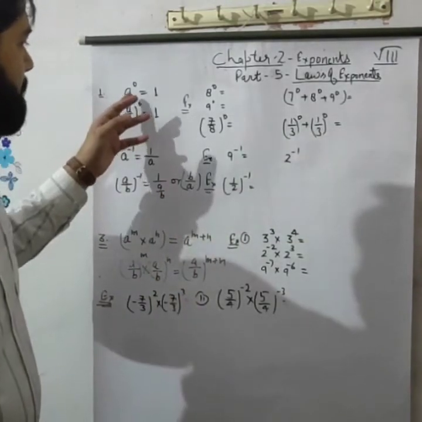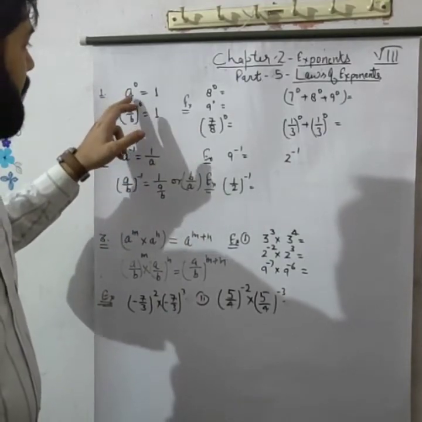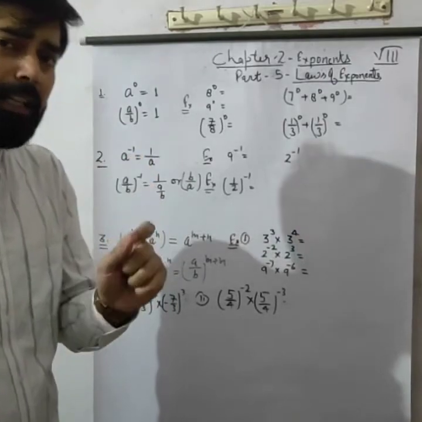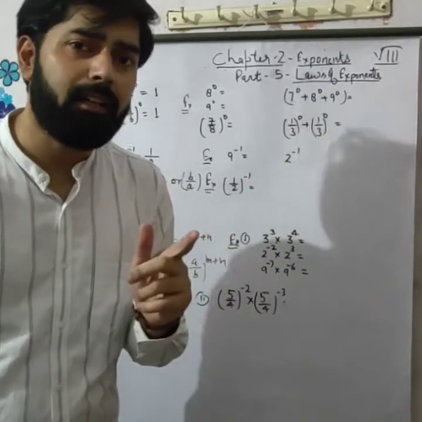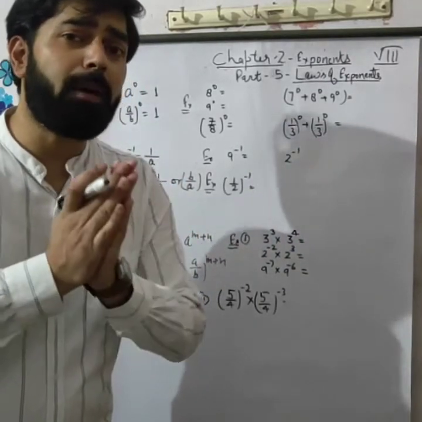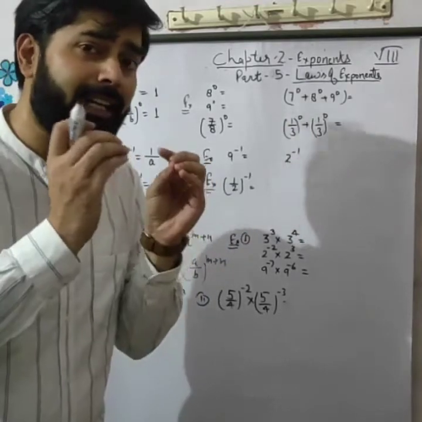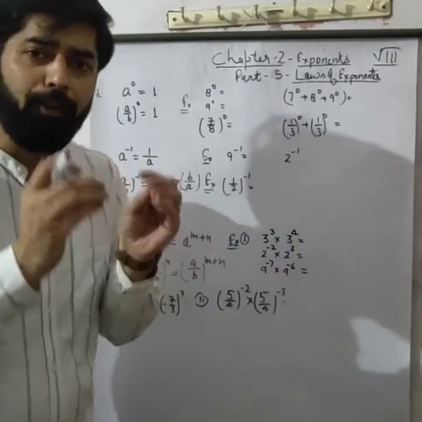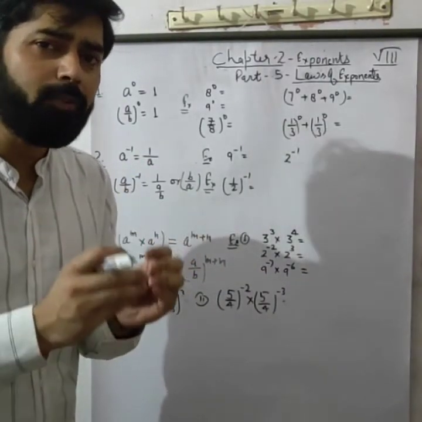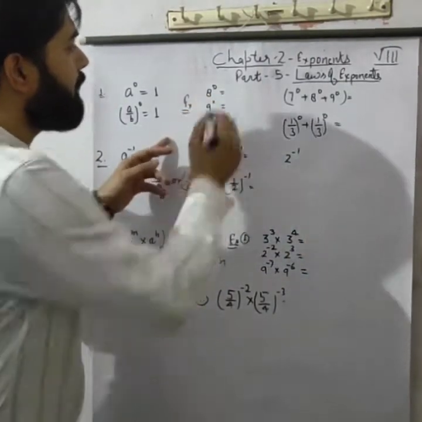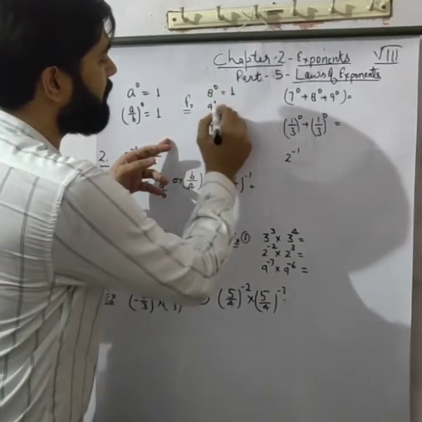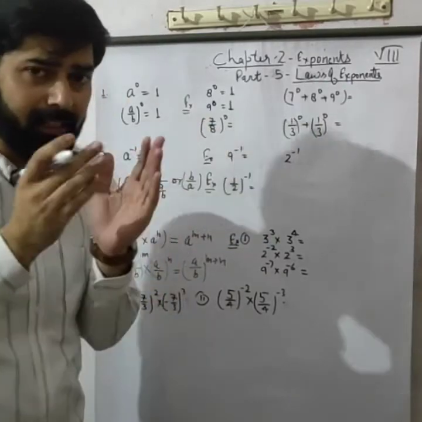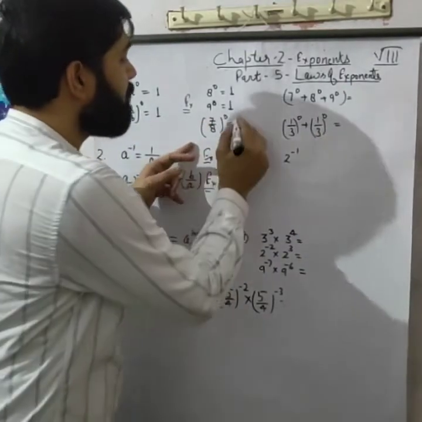This is the first law: a raised to the power 0. Keep in mind, this is very important. If you find any non-zero number raised to the power 0, you can directly write the answer as 1, because the value will be 1. If any number has power 0, its value will be 1. So 8 raised to the power 0, value will be 1. 9 power 0, value will be 1. 7 upon 8 in rational number form, power 0, then value will be 1.